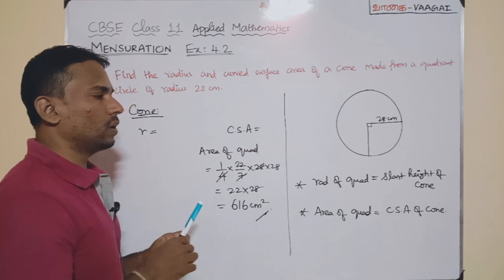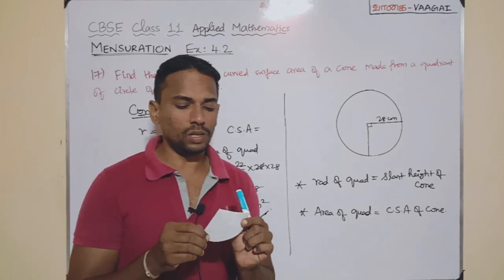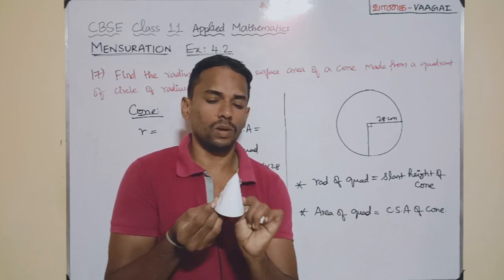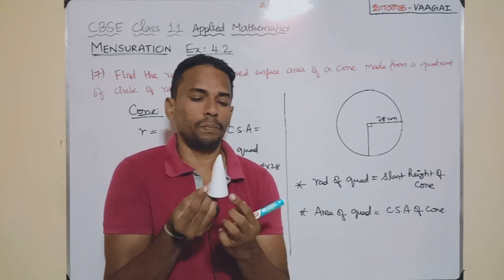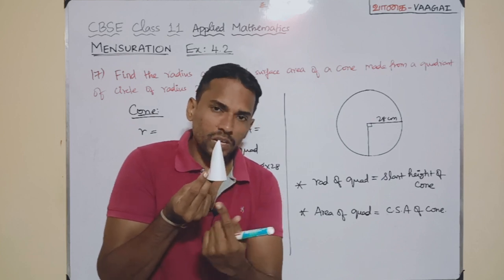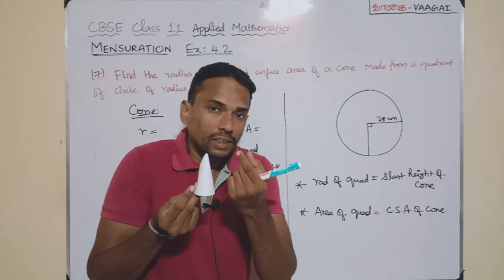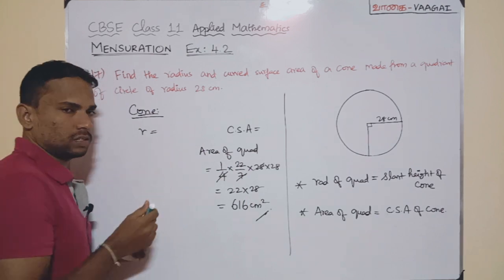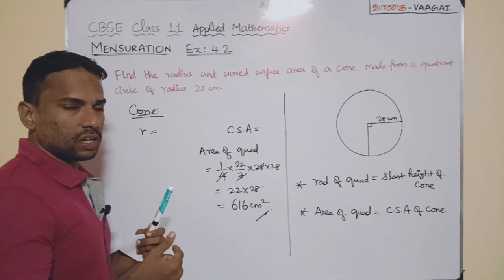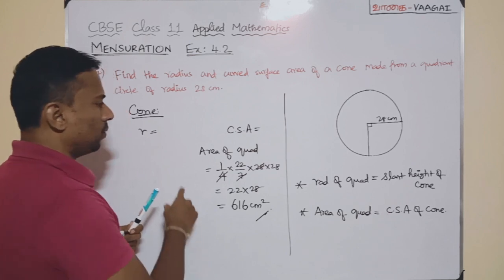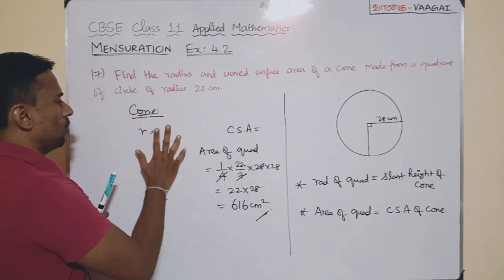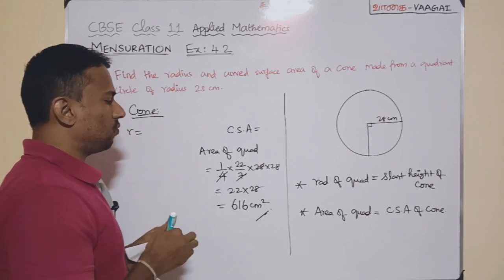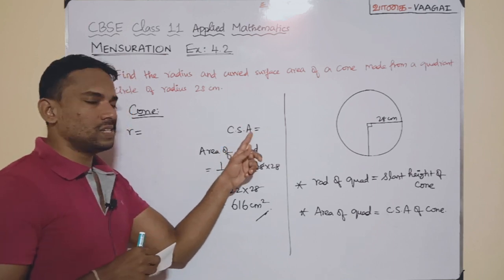Now radius means, once I form it as a cone, the base which is formed here, for this base circle you will have a radius. That radius is what they are asking here. Now how can we find this? Let me write it clearly. I can make use of the formula of the CSA of the cone itself.